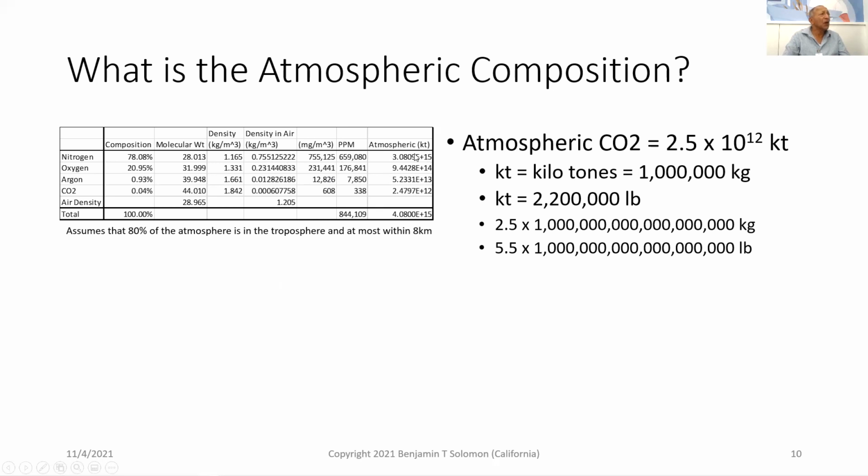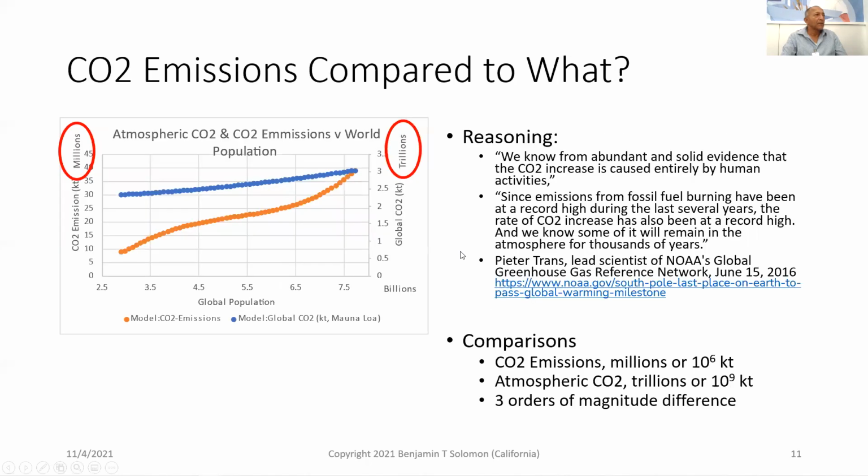The composition of that gas in the total atmosphere, in the lower 80% of the atmosphere, the lower portion that accounts for 80% of the mass of the atmosphere, carbon dioxide is 10 to the power 12 kilotons. The total mass of the atmosphere is about 4 times 10 to the power 15 kilotons. So that's a huge, massive amount in terms of mass.